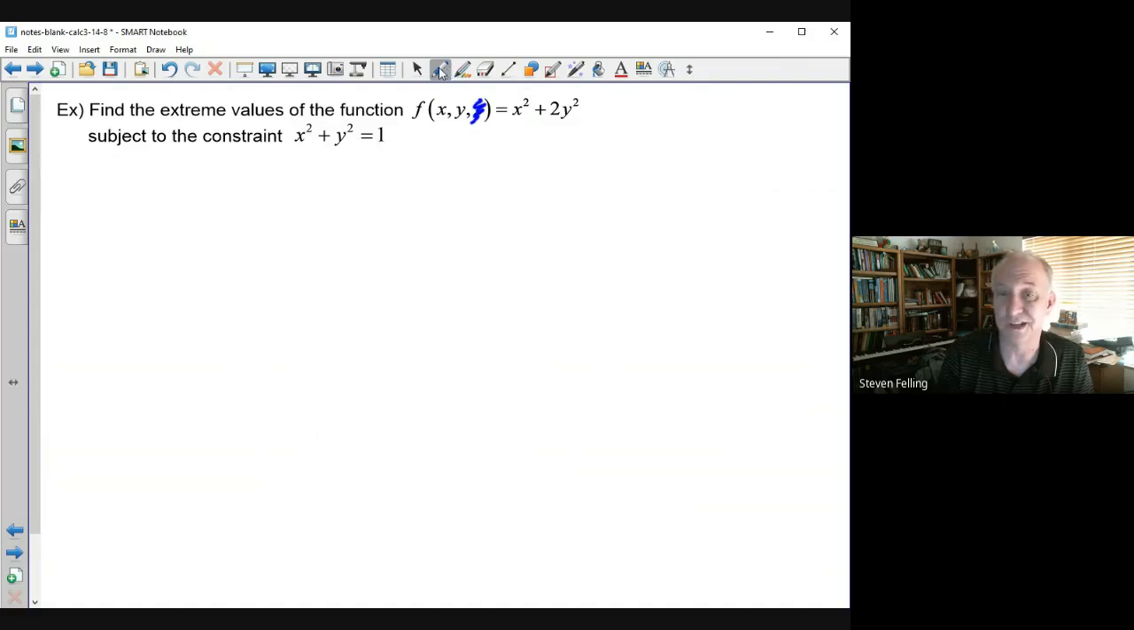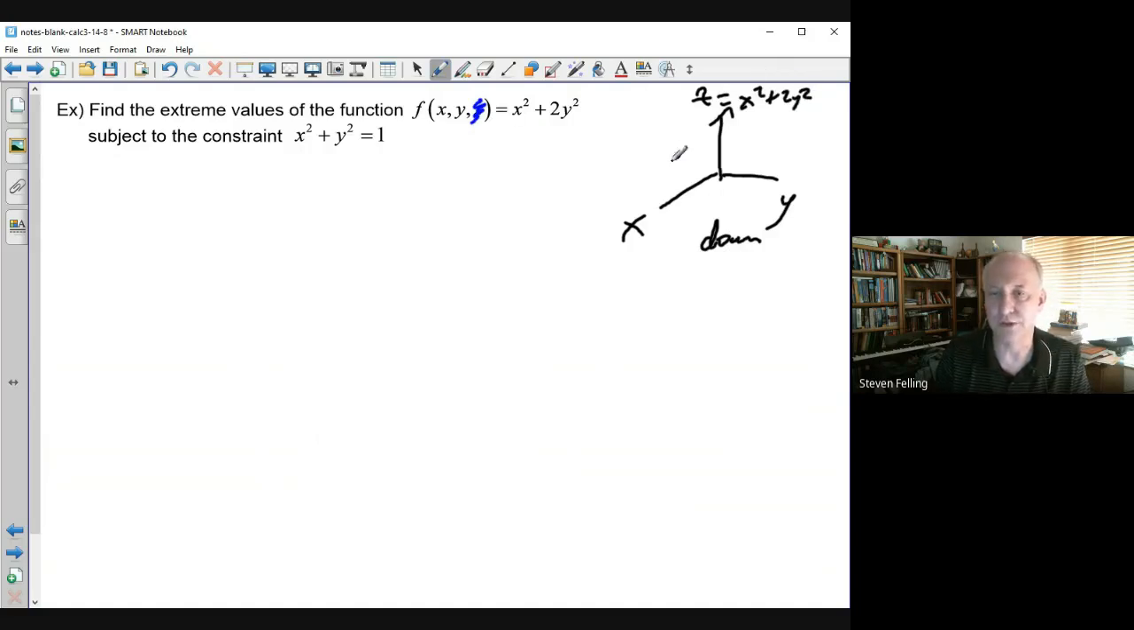So what I'm really saying is, just to visually see what's going on here, I have my xy domain down here, right? I've got my z equals x squared plus 2y squared output. And I'm saying, okay, if you were to graph this, this would produce some sort of a surface, right? In fact, it would be some kind of an elliptical paraboloid. So there's some sort of a surface, right?